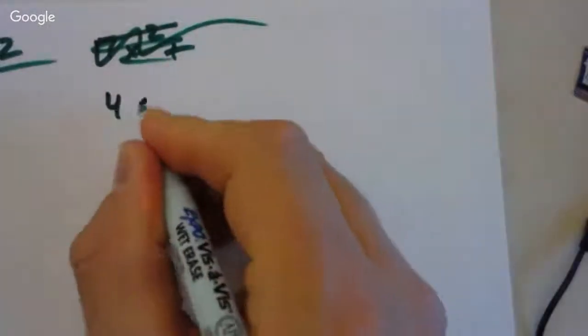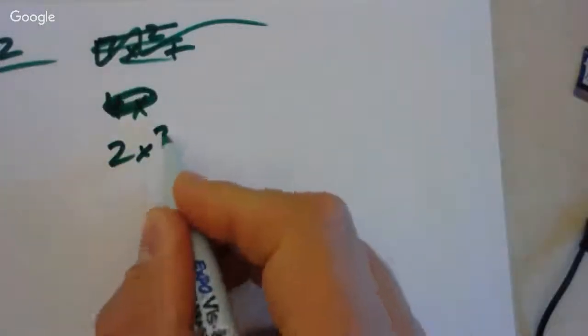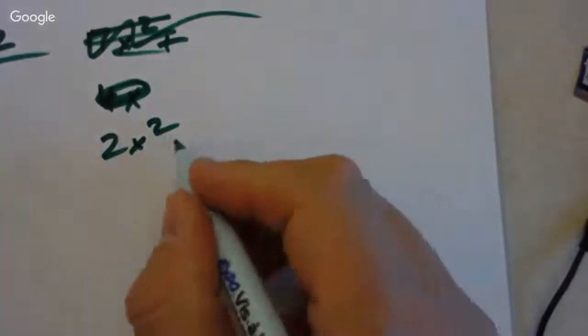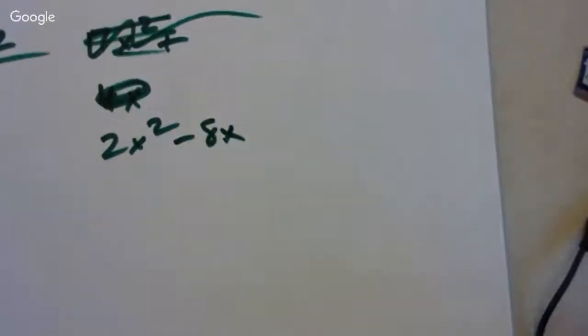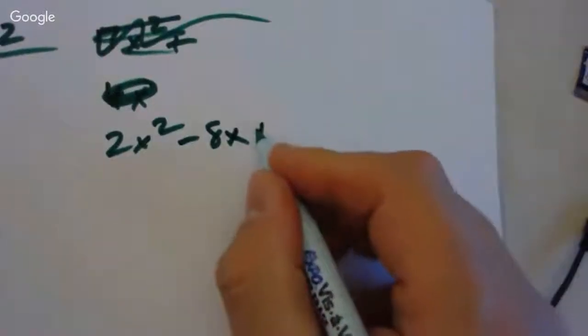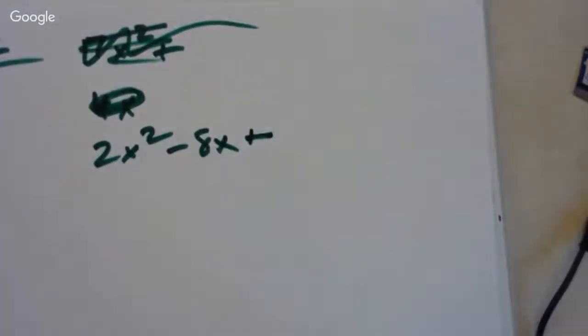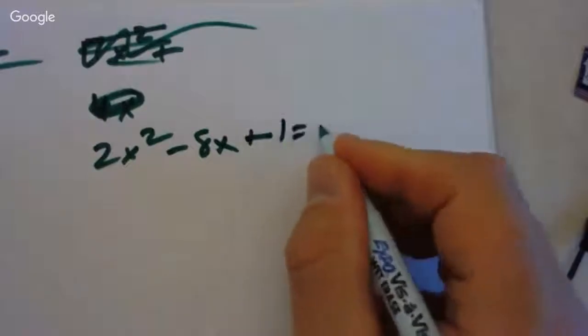Let's go for 4x squared. No, 2x squared. I know, false start on Beckman. 2x squared. What should we go for then? Minus 8x. Yes. Plus 1 is equal to 0.